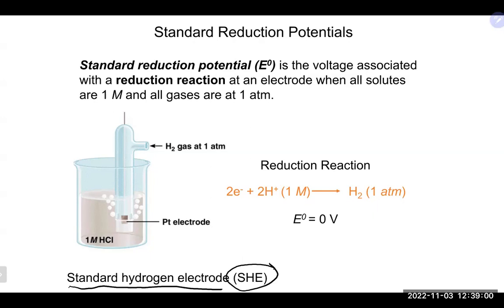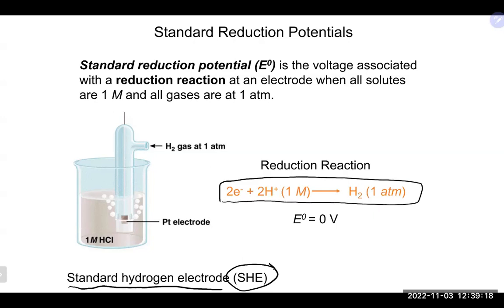And they arbitrarily assigned it a value of 0 volts. The HE is just the hydrogen electrode. It's not very standard, but the standard hydrogen electrode is the SHE there. And this is a typical SRP reaction.